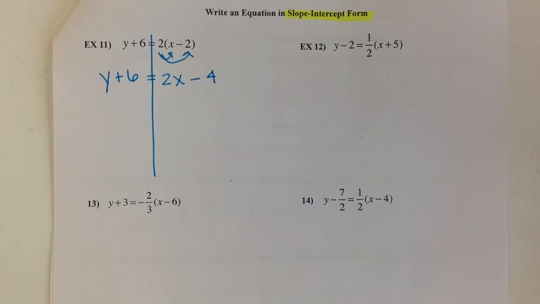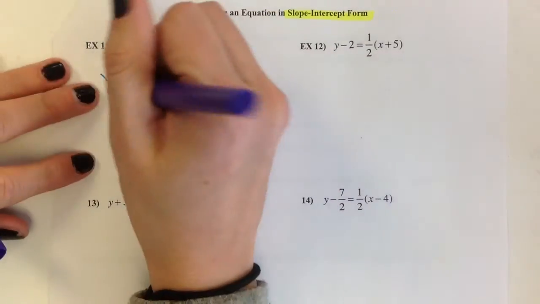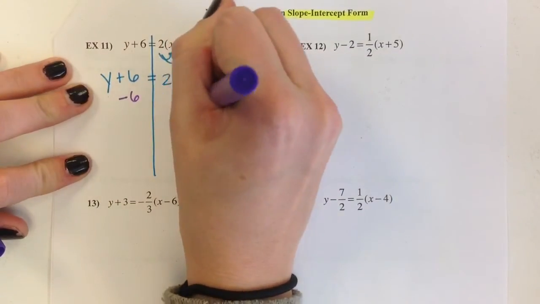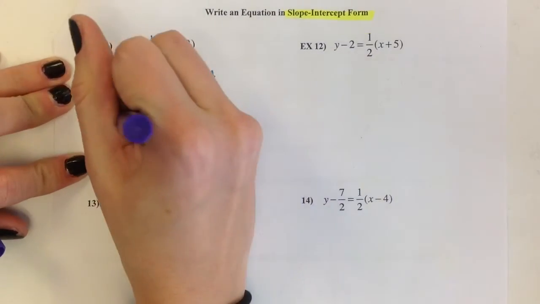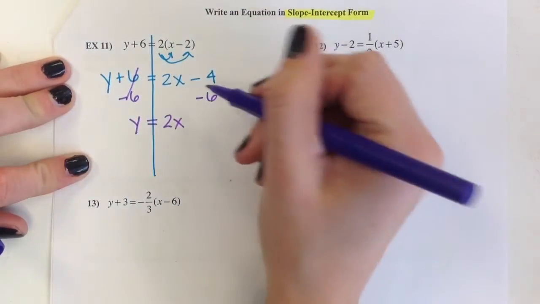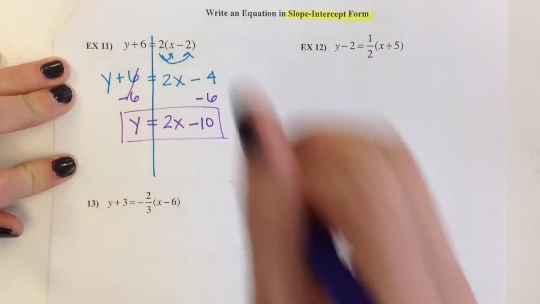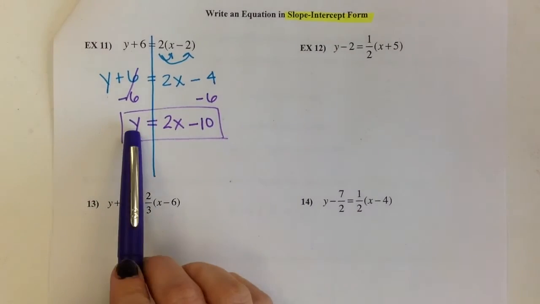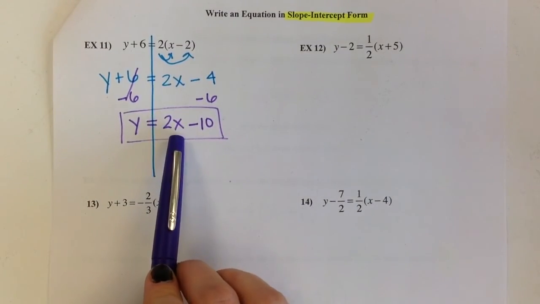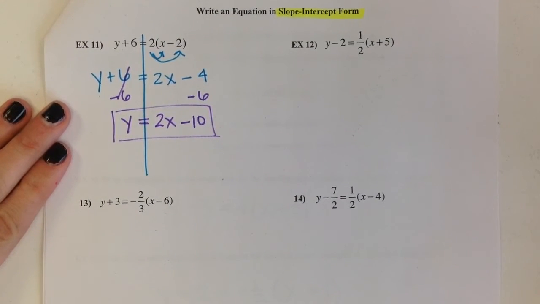Then the only thing that we need to do here is if we have plus 6, we don't want that with the y, we need to get it away. I'm going to subtract 6 from both sides. I'm left with y on the left, 2x, negative 4 minus 6 is negative 10. So again, in slope-intercept form, we have our y alone, and then the x on the side with the constant. Okay? Let's try one more of these.